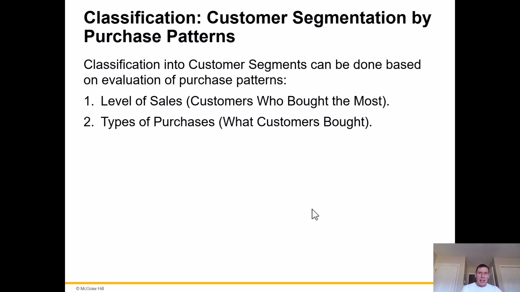And here we see customer segmentation by purchase patterns. So here we're looking to classify customer segments based on the evaluation of purchase patterns. So number one could be like level of sales, customers who bought the most stuff. Number two, types of purchases. What customers purchased, like what did they buy?